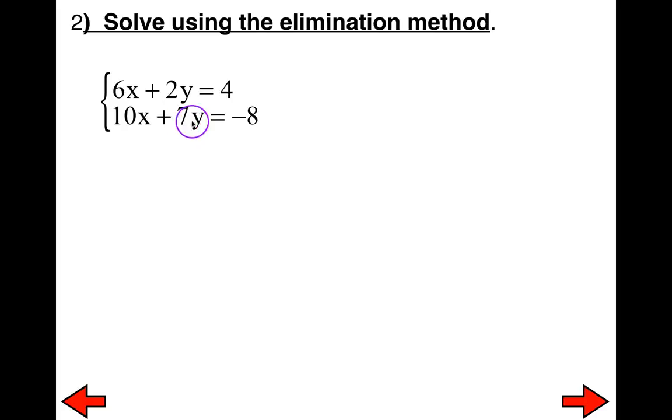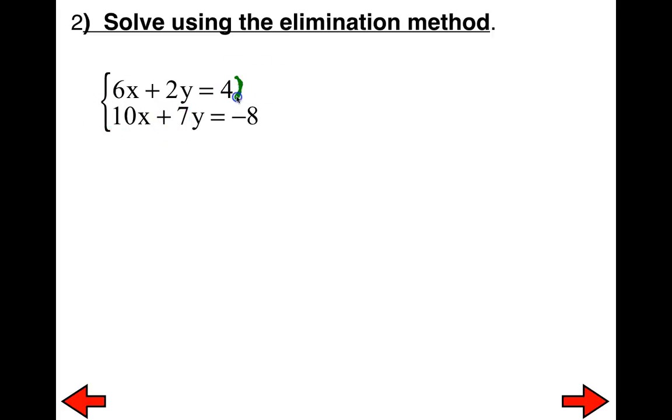And I would have to multiply the second equation by 2 to make the 7y 14. I think it's going to be best if I eliminate the x's, so that's just a choice. Would it be wrong if you wanted to eliminate the y's instead? Absolutely not. But I'm going to go ahead and show you how I would eliminate the x's.